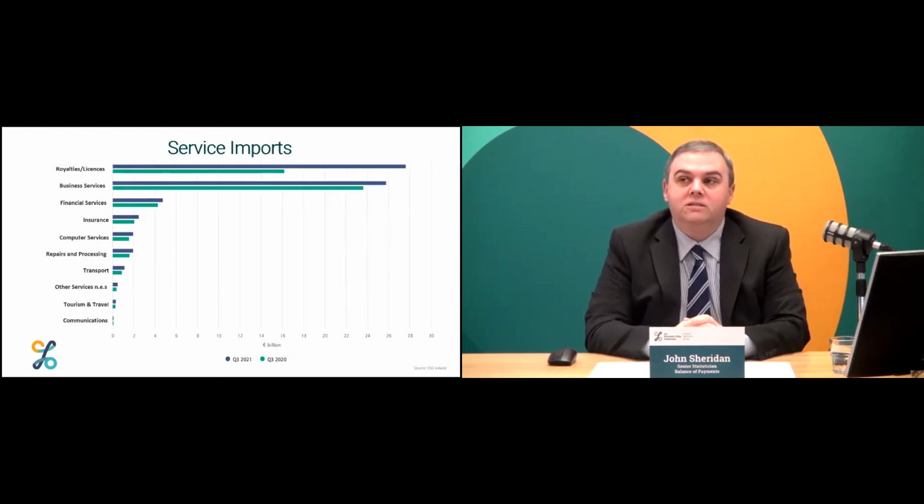Looking at the import side, we can see an overall increase of 15.6 billion compared to last year. And this is largely driven by the increase in royalty imports of 11.4 billion compared to last year. We also have business services increasing by 2.2 billion, within which R&D has increased by 784 million. So we can see again the large increase in service imports is being driven by royalties and licenses increases.